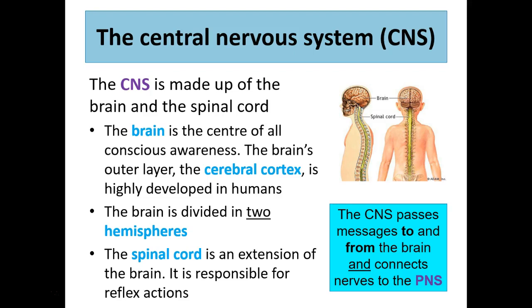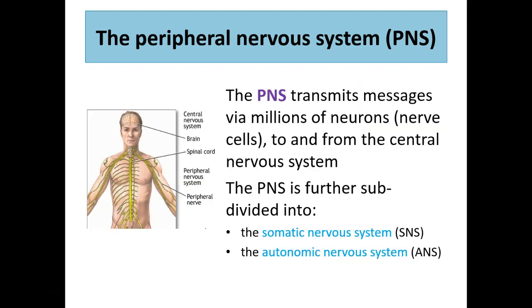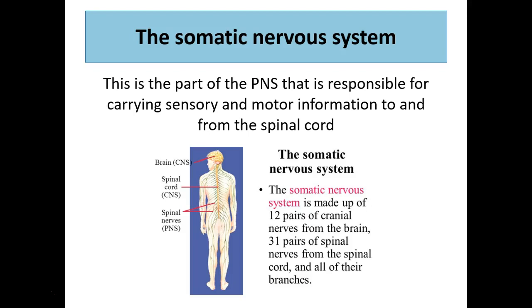Your central nervous system is the one that passes information from your brain to your peripheral nervous system. So your peripheral nervous system is basically all of your neurons or your nerve cells. It is further divided into your somatic and autonomic. So let's have a look at the somatic first.